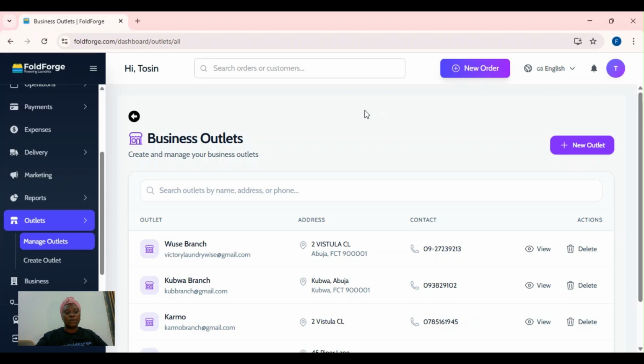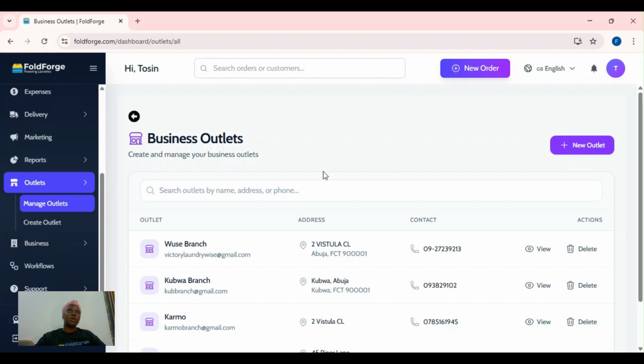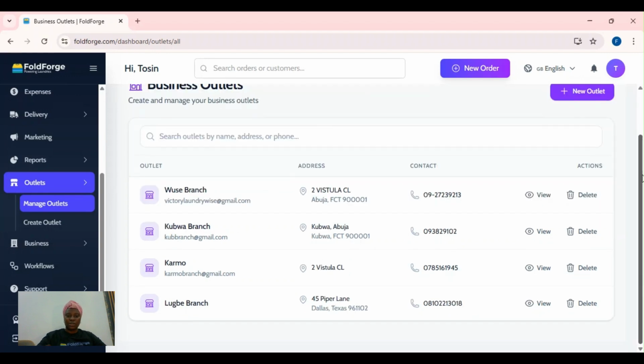Today we're talking about outlets. So this is the outlets. Depending on your package that you pay for, I think the first two packages have access to only one outlet each, and the others have three, six, and the like. So depending on which package you pay for, you have access to one or more outlets. An outlet is basically just your branch.